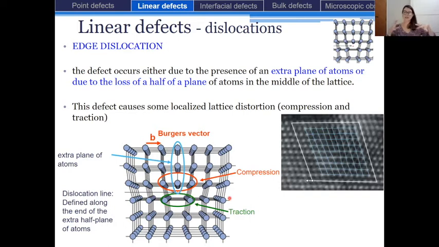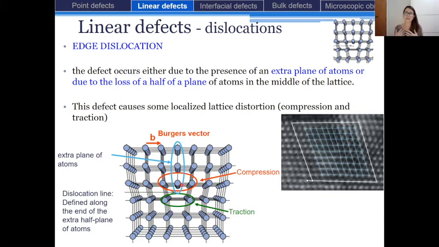And this effect of compression and traction in the lattice will decrease with the distance from this extra plane. So for example, in that part of the lattice, the deformation, compression, and traction felt by these atoms is much lower than in the planes closest to this half plane of atoms, okay?